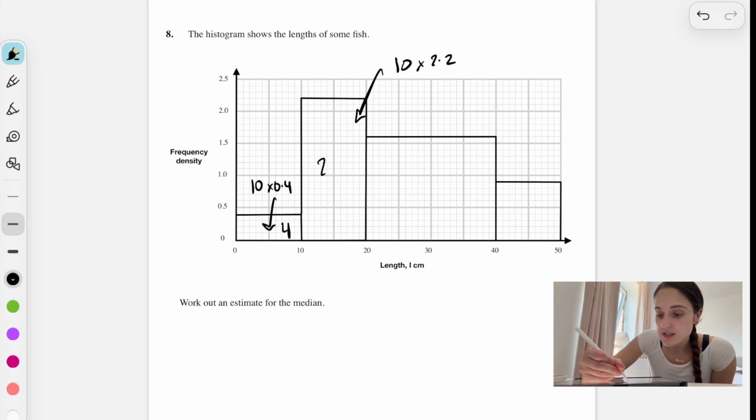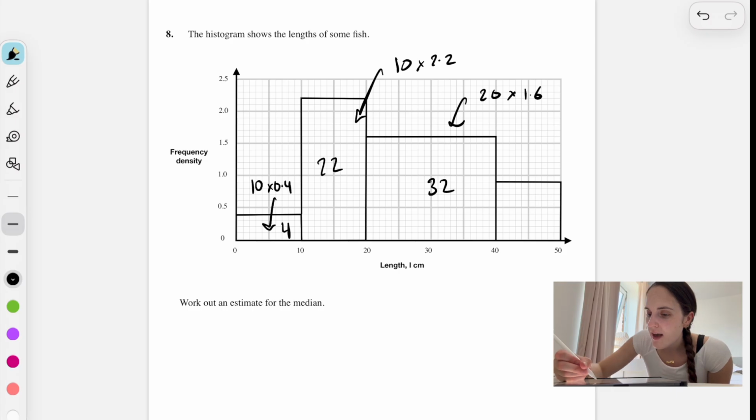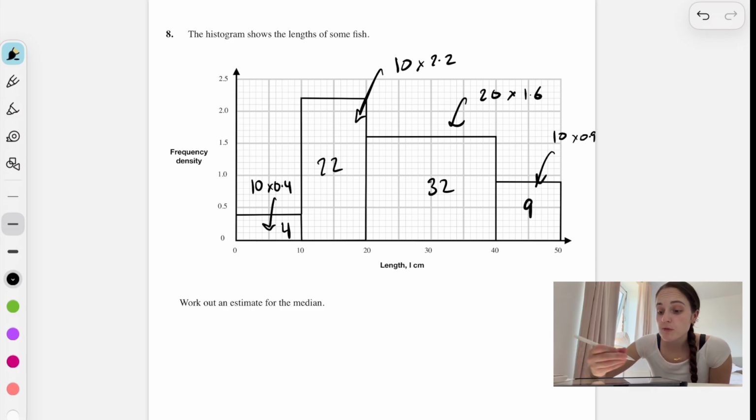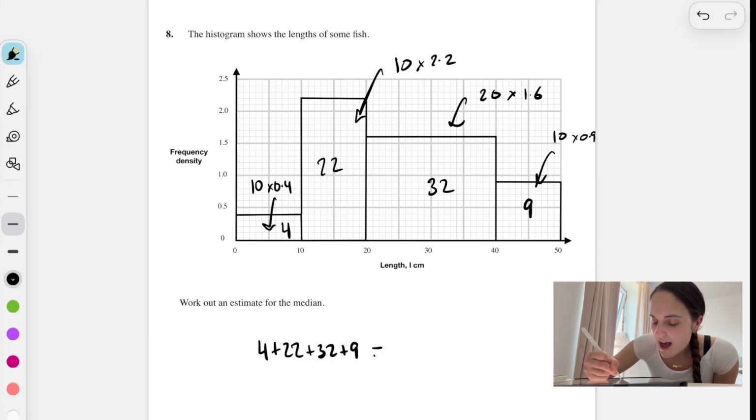10 times 2.2 is 22. This bar here, I'm going to do 20 times 1.6, so that's going to be 32. And then this bar here, I'm going to do 10 times 0.9, so that's going to be 9. So the total number of people is going to be 4 plus 22 plus 32 plus 9. And if I work that out, I end up with 67.